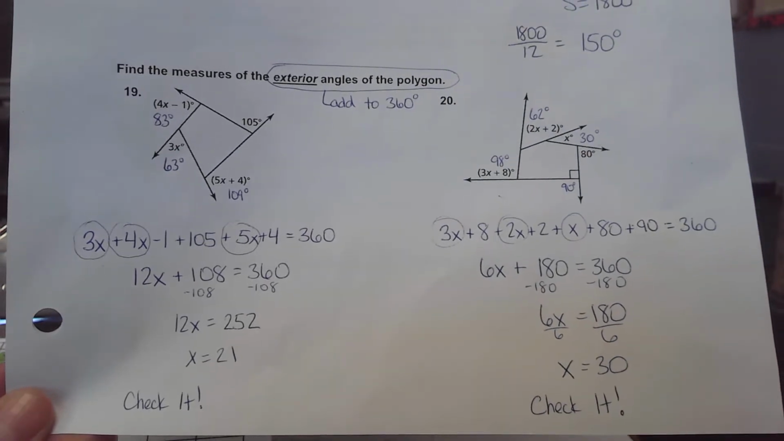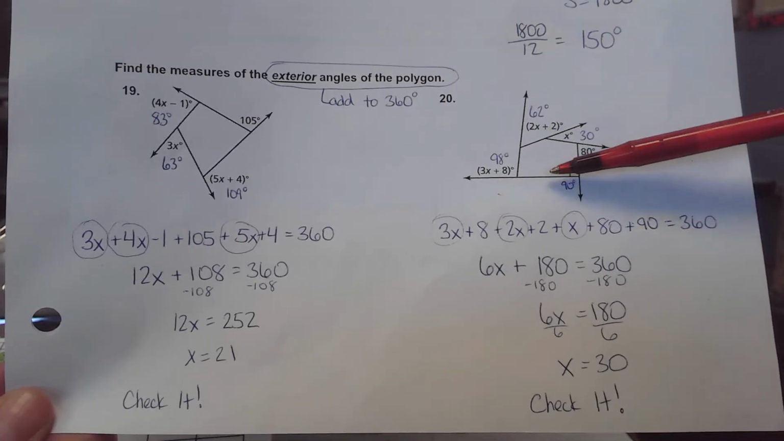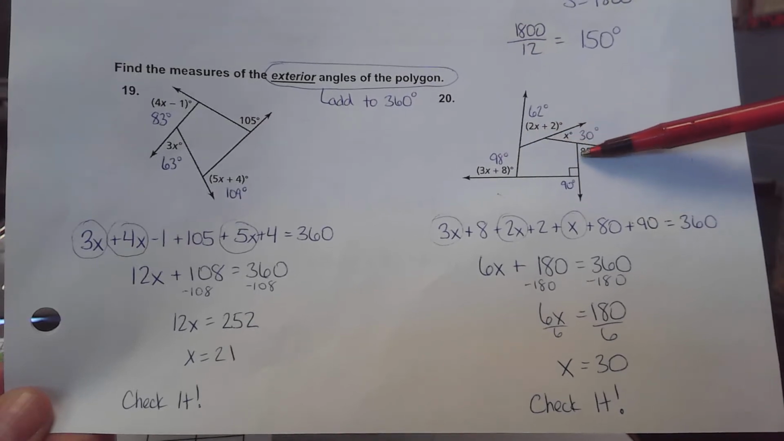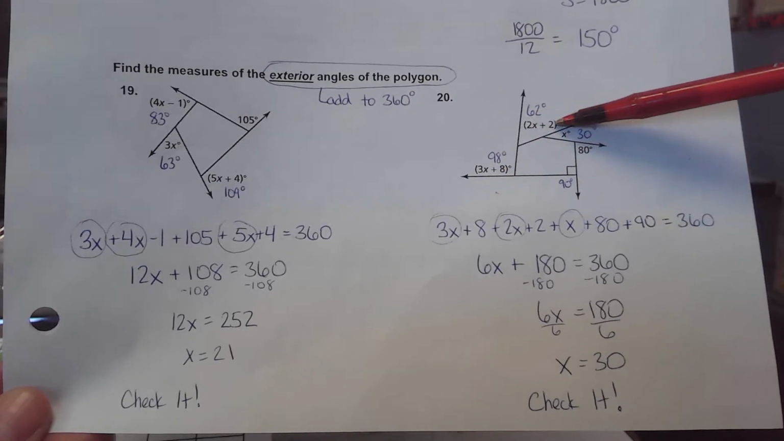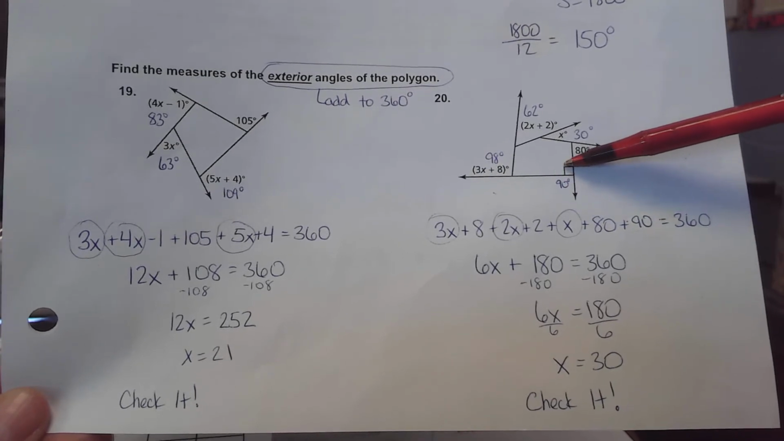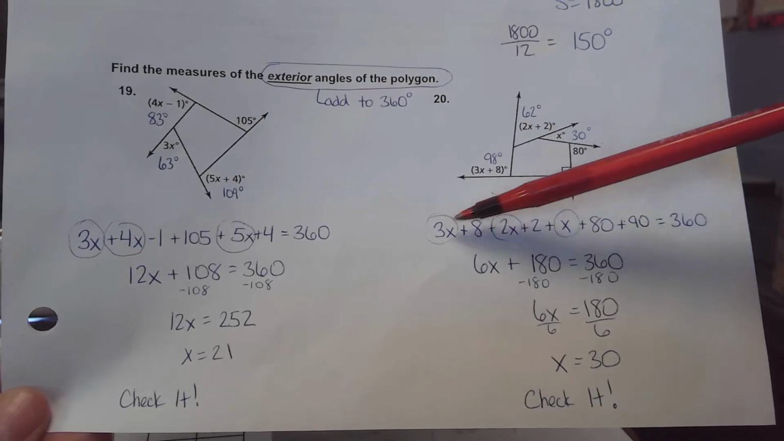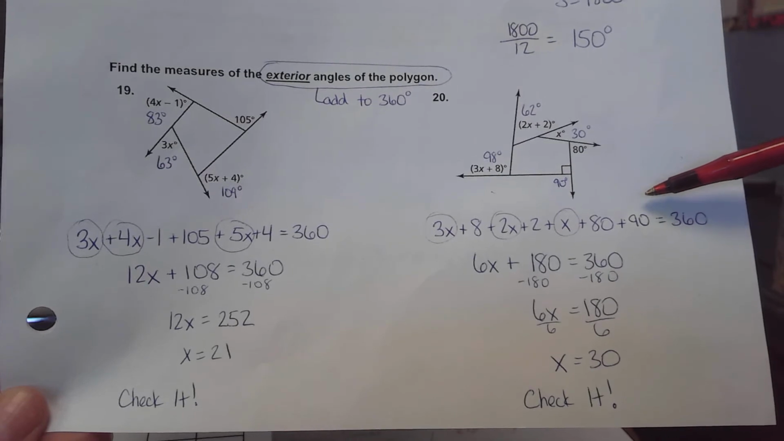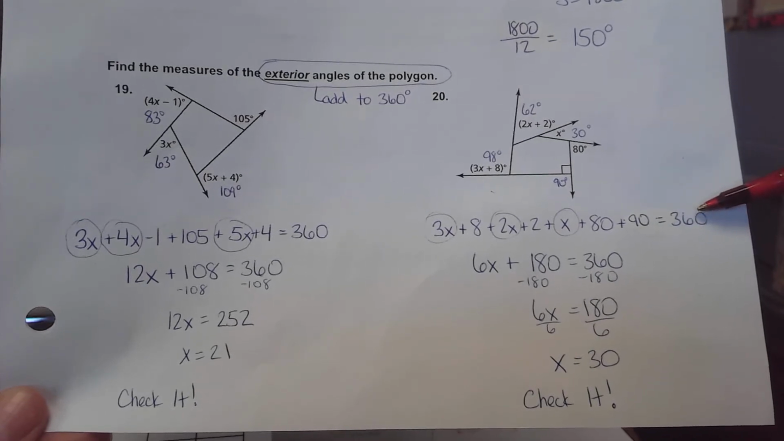If not, fix it. This one, 1, 2, 3, 4, 5-sided figure, so there are 1, 2, 3, 4, 5 angles. Be careful and don't miss this one. Okay, if it's 90 here, it's 90 there. Again, all those added together, exterior angles always add to 360.